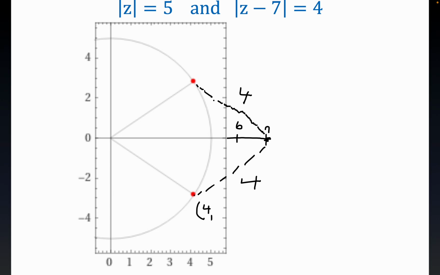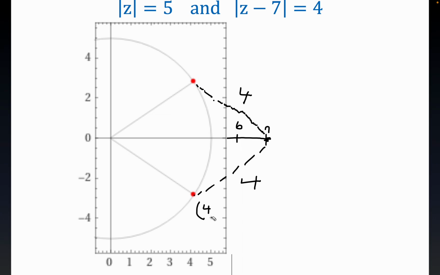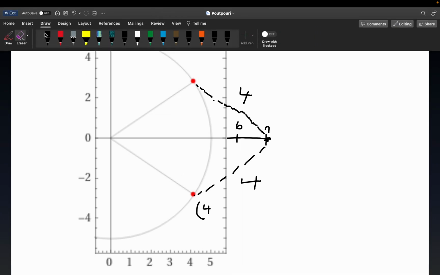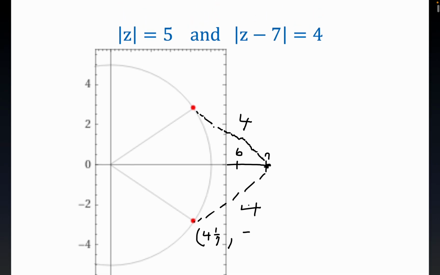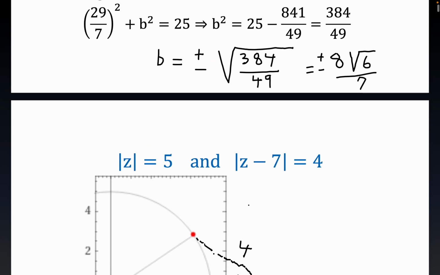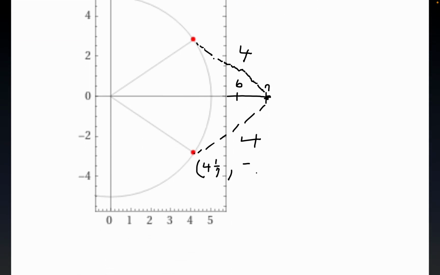And now this, 4 1/7. Okay, so this would be 4 1/7. And then you would have minus, what was our number again? Minus 8 root 6 over 7. Okay, minus 8 root 6. And similarly, I won't do the top one, but you get the point.